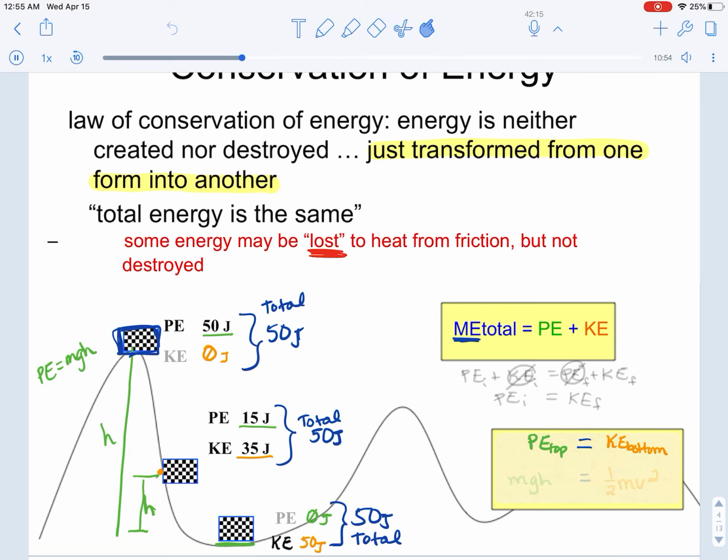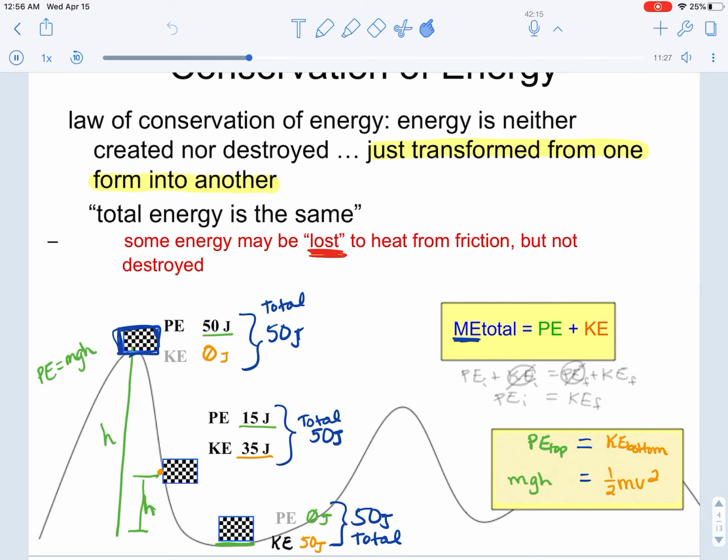So we would say that my mass times gravity times height at the top is the same as 1/2 mv squared at the bottom. And so this is a relationship that I typically do not provide for quizzes or tests, but if you understand the concept that the PE at the top is equal to the KE at the bottom, then you should be able to design this formula by yourself.